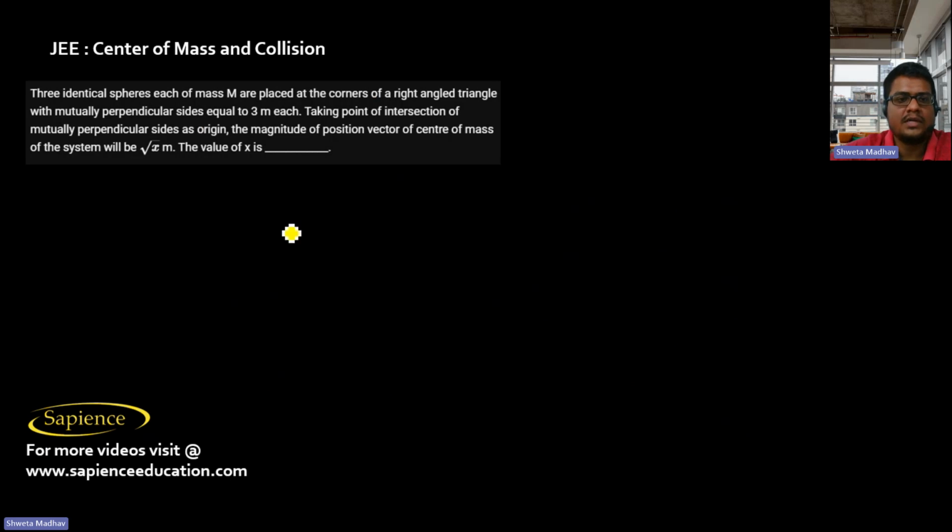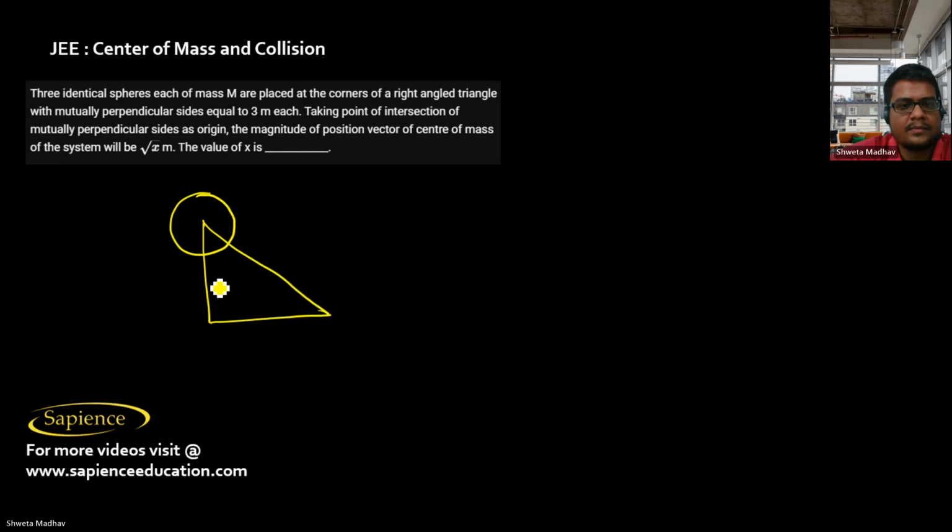Then here it is told, 3 identical spheres, each of mass m, are placed at the corners of a right-angled triangle with mutually perpendicular sides equal to 3 meter each.